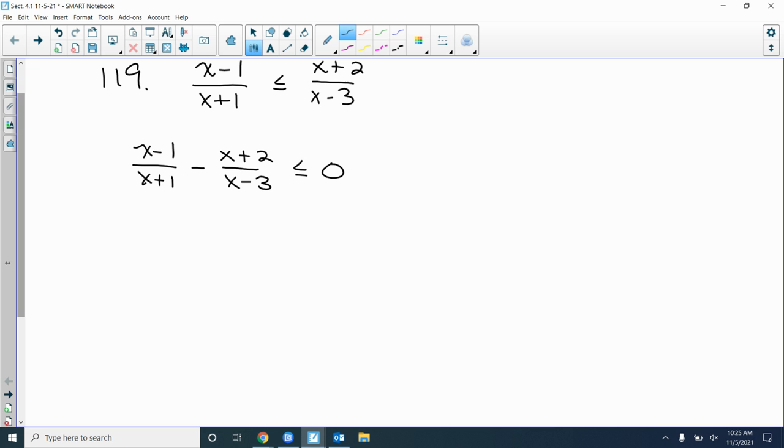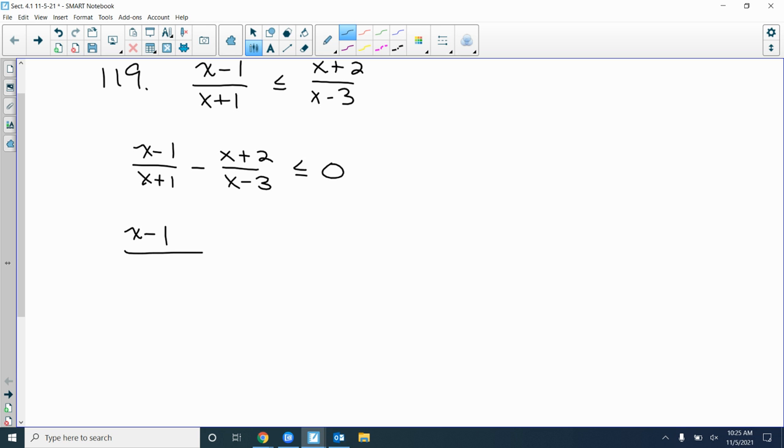And so now I simplify these or combine these. You got to get a common denominator. What's your common denominator going to be? x plus 1 and then x minus 3, it has to have them both. So this one is missing the x minus 3. I have to add it on top and bottom. This one needs the x plus 1. So I'll have x minus 1.